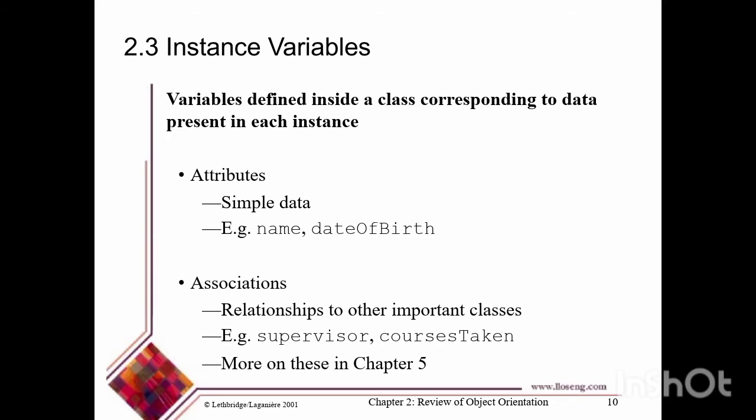Already we mentioned data abstractions, that is the attributes, that are the variables. Attributes are simple data, like name, date of birth, or associations, relationships to other important classes. Example: supervisor, course taken. More on this in chapter 5. Already we have these ideas in the object oriented programming features, that's why I go a little bit faster.